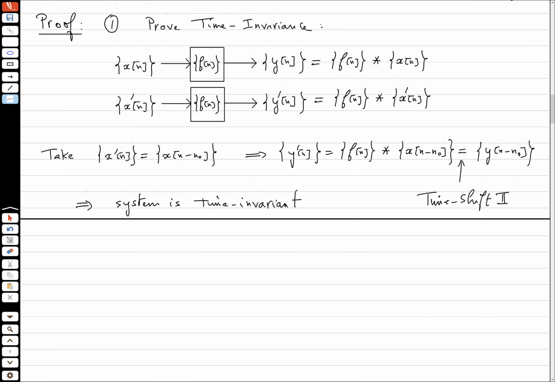But now you want to prove linearity, so prove. Yes? When we find y of n minus n naught, why are we not shifting both f of n and x of n? You forgot the previous lecture. You have your notes? Look at time shift 2 property.